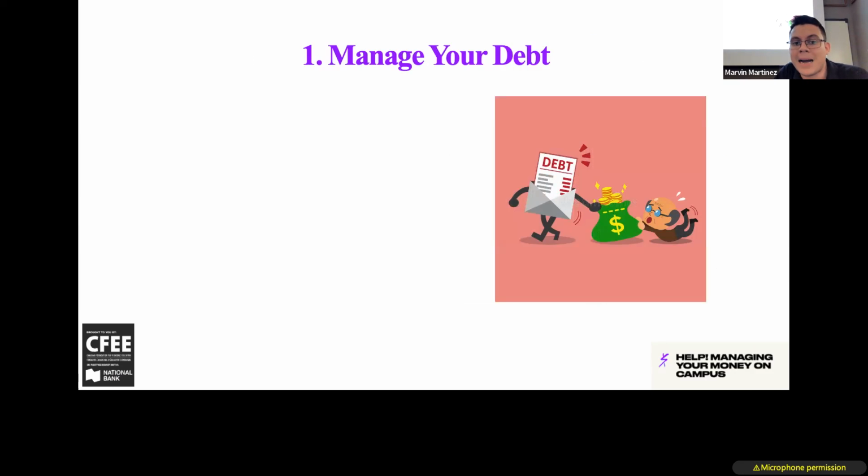So manage your debt. There are many different forms and features of debt. Read the contract before borrowing money. There can be good forms of debt, like for school, buying a house, buying a car to get to work, for a business. Those are good.